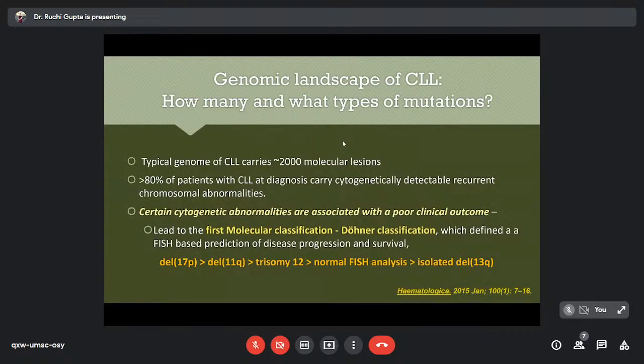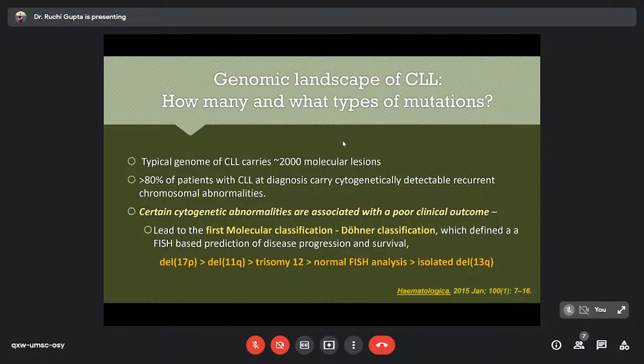So, what we have studied so far is the cell of origin and the role of the microenvironment. Now, coming on to the CLL cell per se. What are the genetic abnormalities in that B cell itself? How many mutations and what types of mutations are there in that particular CLL cell? A typical genome of CLL carries more than 2000 molecular lesions, and up to 80% of patients at diagnosis carry cytogenetically detectable recurrent chromosomal abnormalities ranging from 1 to 4.